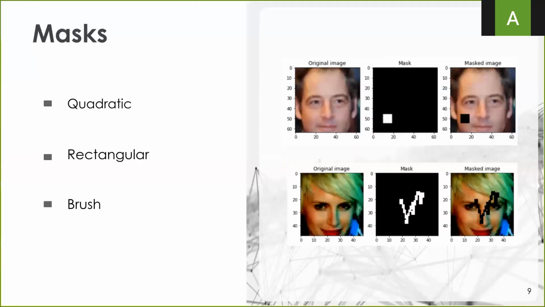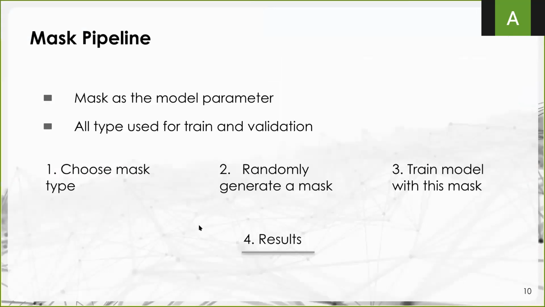So let's move on. Then we tried different types of mask patterns: a quadratic, a rectangular, and a freeform mask, which we called a brush mask. Here you can see how the masks are formed and how they are applied. We use the mask as an input parameter of the model. It helps the model train and imitate the loss of part of the image. Each type of mask is used for training and for validation.